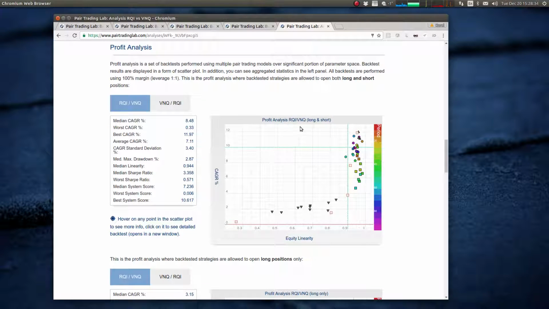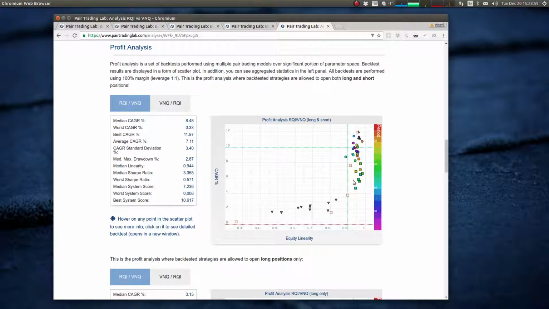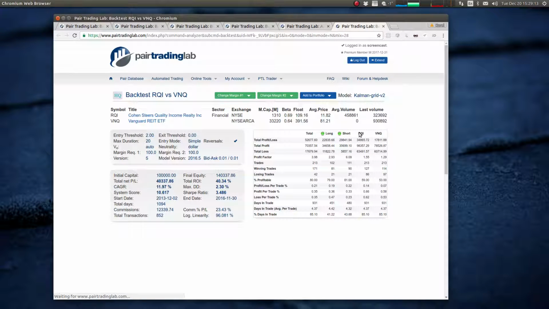So we can see, looking at profit analysis, that for this pair, Kalman Auto models don't really perform well. They perform much worse than other models. This is the best performer, which is quite poor performance. So for some reason, the Kalman Auto doesn't really work well for this pair. But you can see that actually Kalman Grid models are on the top. As you can see, it's close, but Kalman Grid model with threshold 2 is the best performer for this pair.